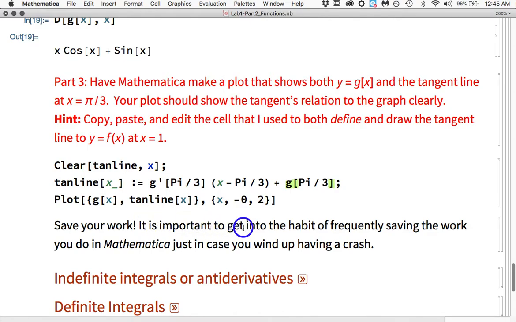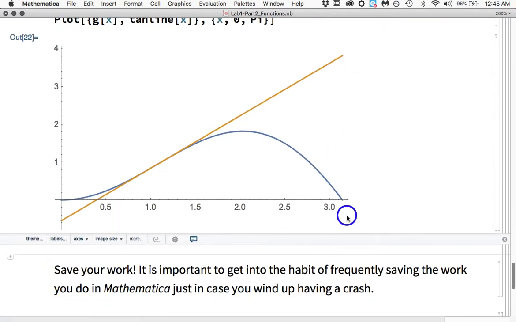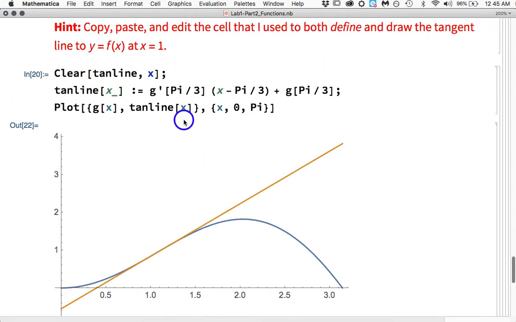Now, I also have to think in terms of where I want to make the plot. Well, let's just try 0 to, I don't know, pi for the time being. And yeah, that plot would do pretty decently. If I want to get the point of tangency in the middle of the plot, well, pi over 3 would be halfway between 0 and 2 pi over 3.